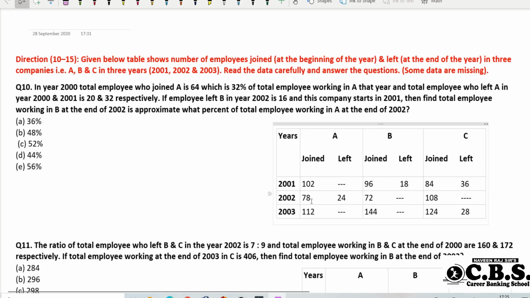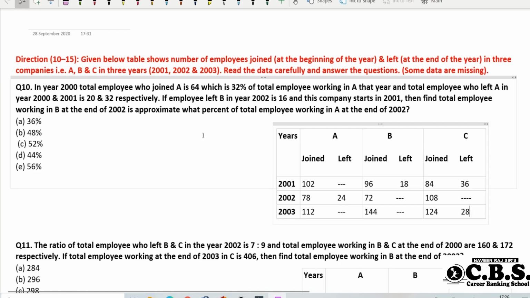In 2002, how many joined? 78 joined. It means what? The total employees is always recurring. So some of the previous year's employees are left, and 78 are the new employees which were added to the previous year's working employees. Okay, get my point? Understanding the table is very important.